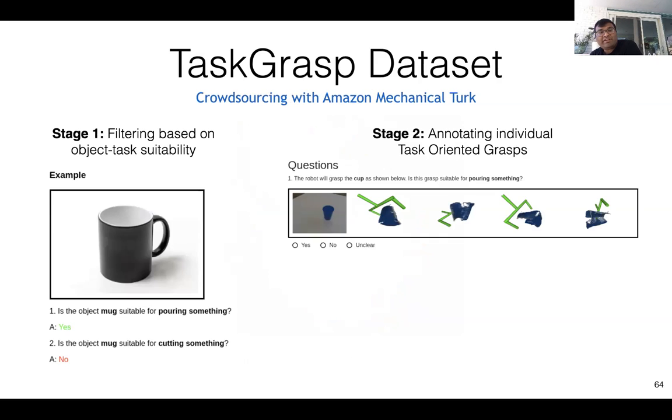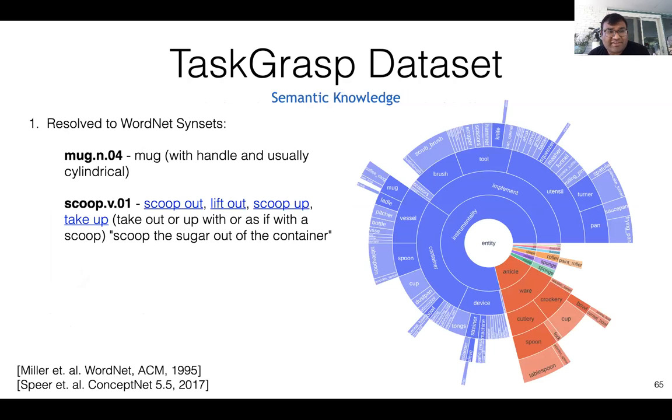And then once we know that this object can be used for pouring, we sample a lot of stable grasps for this object and then ask humans which of these grasps are okay for pouring and which grasps are not okay for pouring, for example. And that is how we ended up collecting 250,000 grasps for this task.